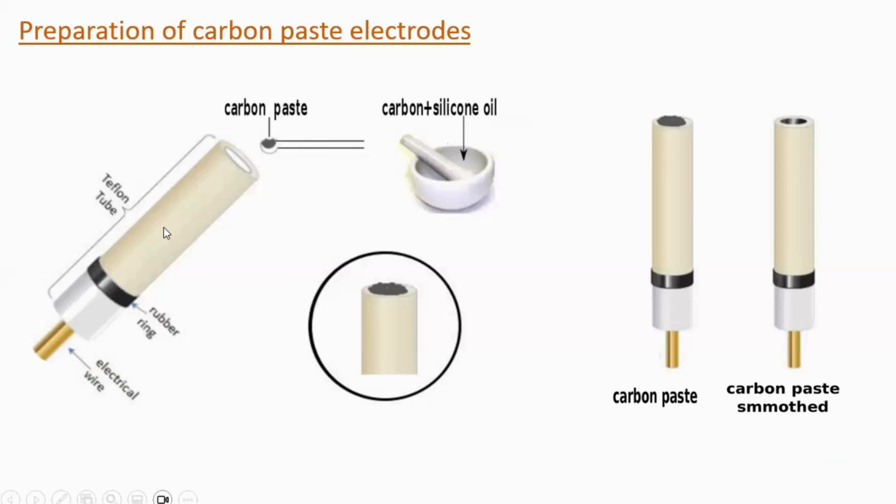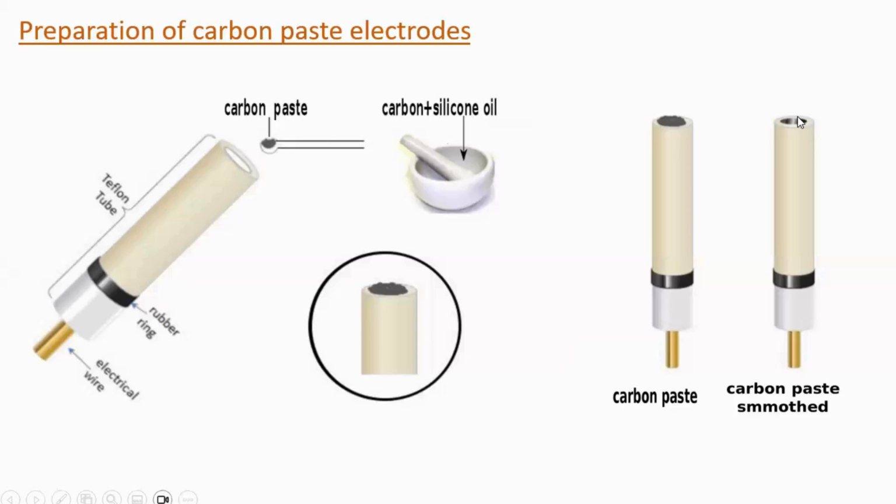This Teflon tube is connected to a copper wire at the back, to apply potential from the potentiostat. When you fill it, it looks like this. The surface will not be that homogeneous. So what we can do is take some butter paper or smoothing paper and smooth the surface.